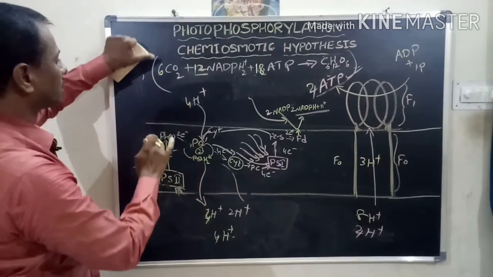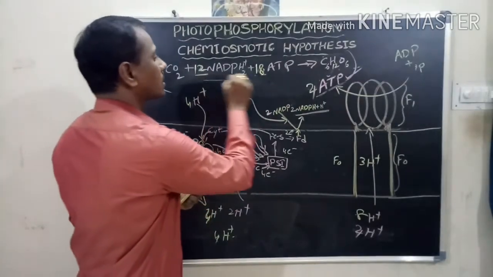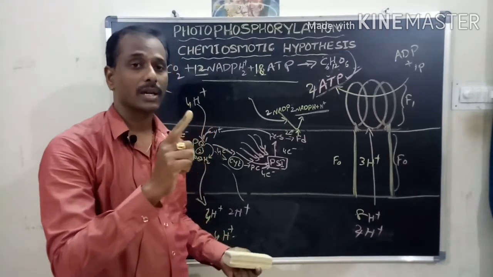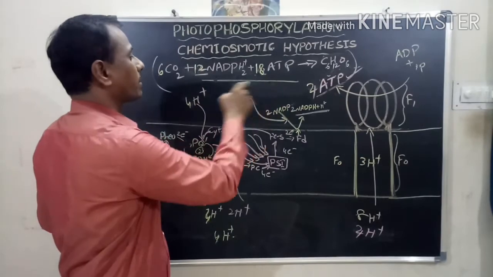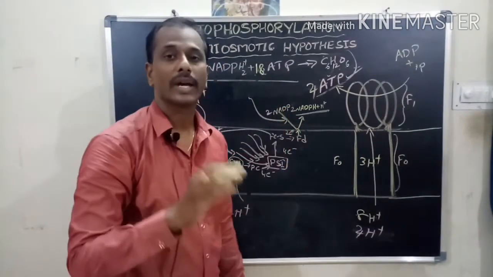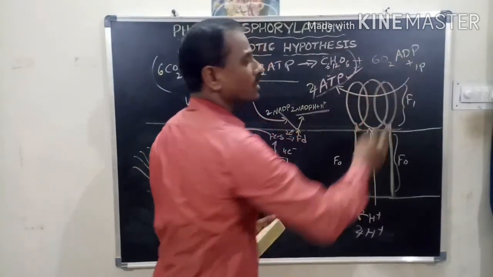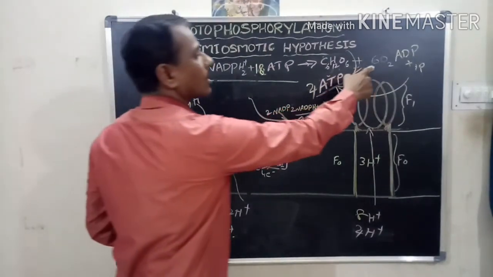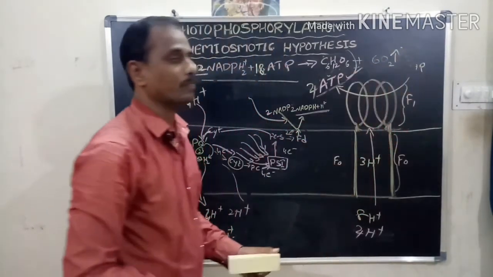Okay, this is the synthesis of glucose. How much energy is essential here? For the fixation of carbon dioxide and formation of a glucose molecule, the assimilatory power of 12 molecules of NADPH2 and 18 molecules of ATP is essential. How much oxygen is released here? 6 molecules, because 1 molecule is released each time, 6 times.